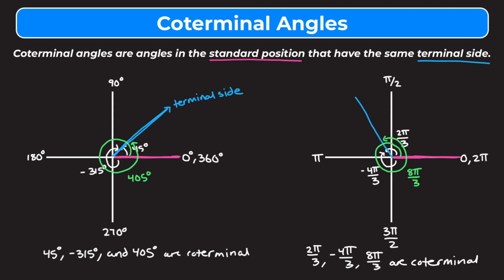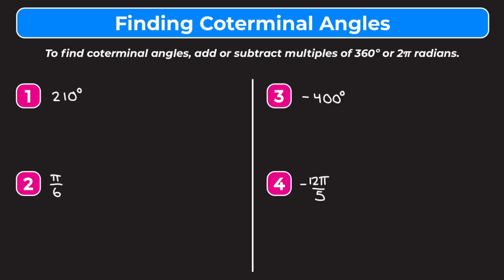So now that we kind of understand coterminal angles, let's go through 4 problems where I'm going to give you guys an angle in degrees or radians, and we are going to find some other angles that are coterminal with it. We are going to find a positive and negative coterminal angle for each angle that is given.